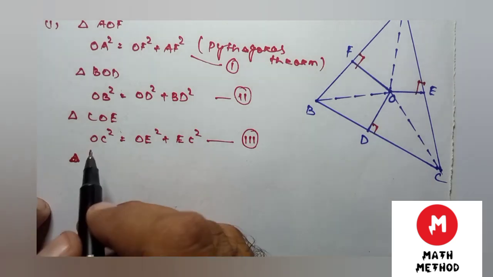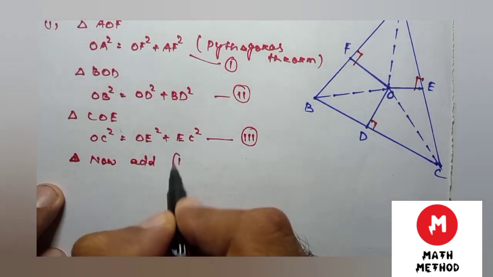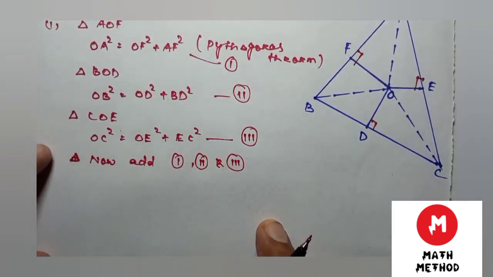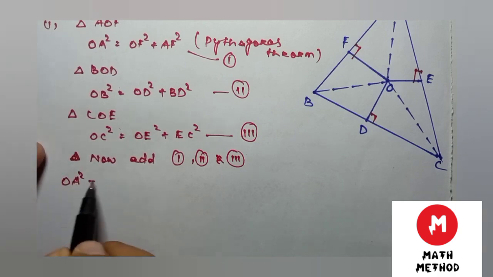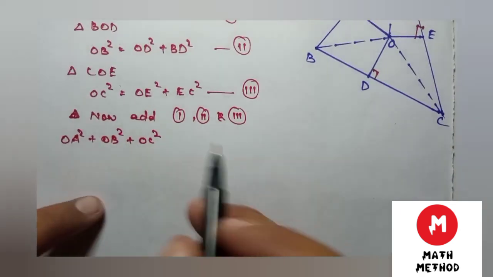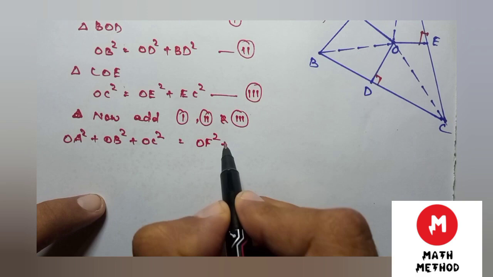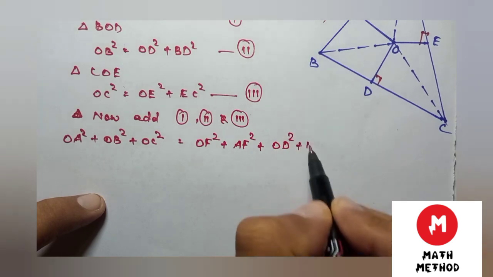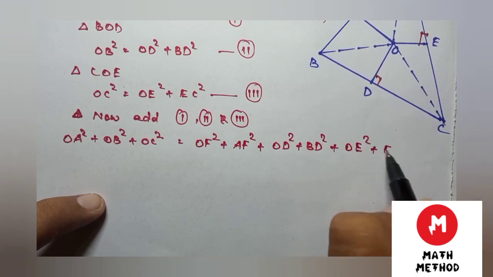So now add equation 1, 2 and 3. We will add LHS with LHS and RHS with RHS. So LHS are OA square plus OB square plus OC square, clear, is equal to RHS, our OF square plus AF square plus OD square plus BD square plus OE square plus AC square.